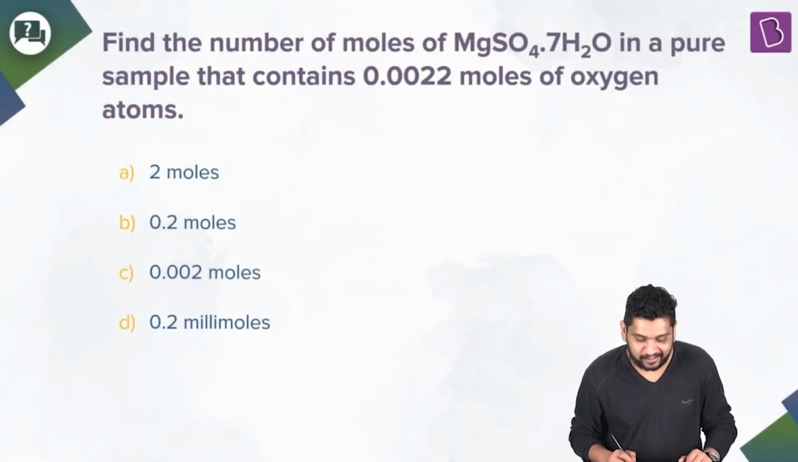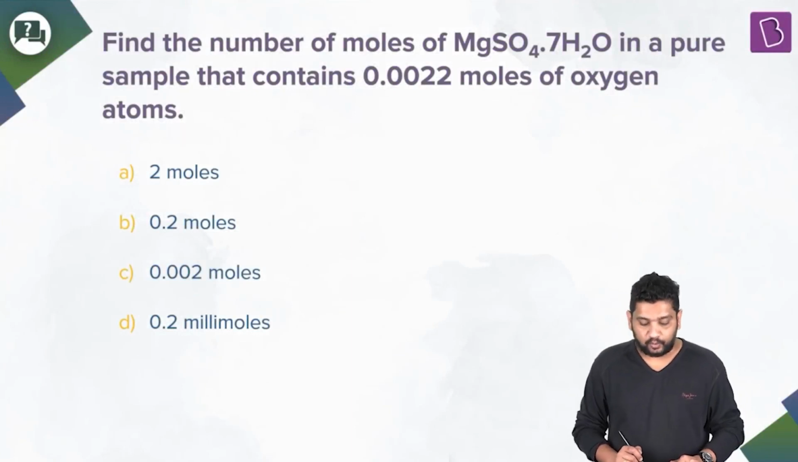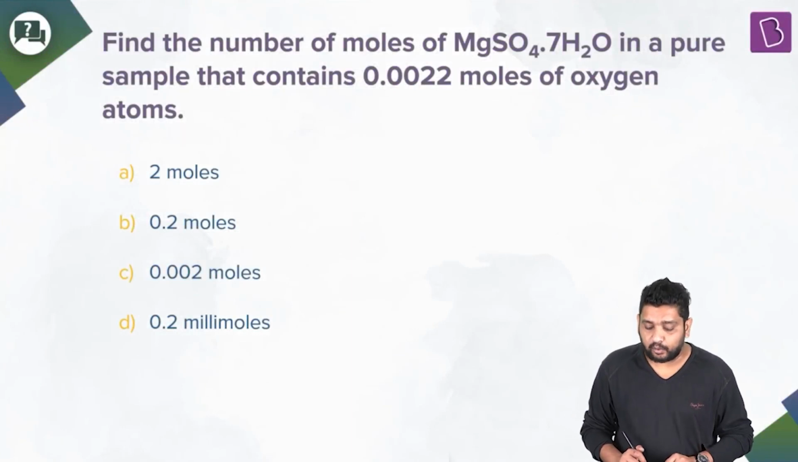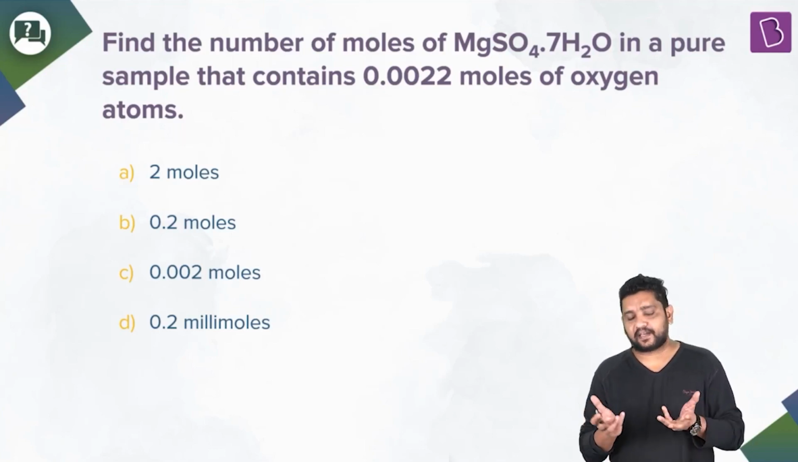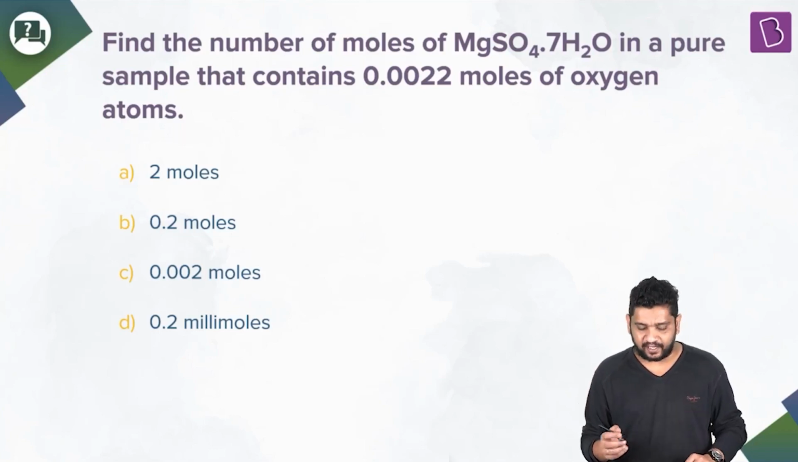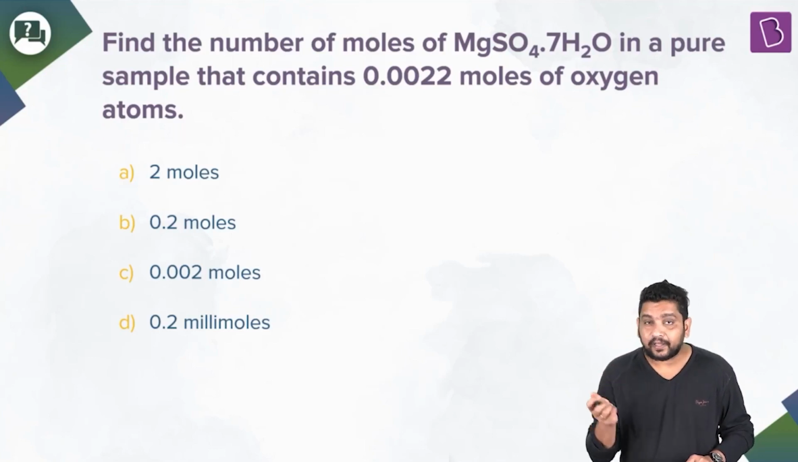Okay, this question says find the number of moles of MgSO4.7H2O in a pure sample that contains 0.0022 moles of oxygen atoms. Basically, what you have is a salt which has water of crystallization, 7 molecules of water. So MgSO4.7H2O. If I look at one formula unit, this is not a molecule as such, right?